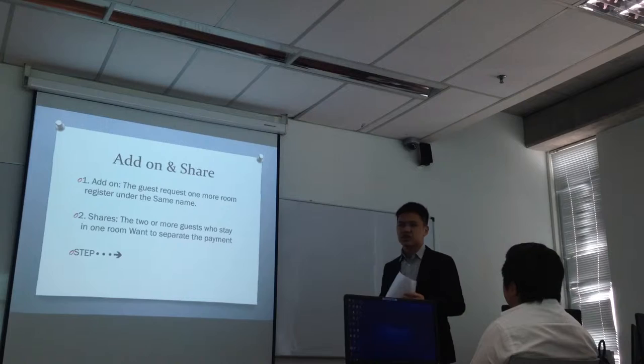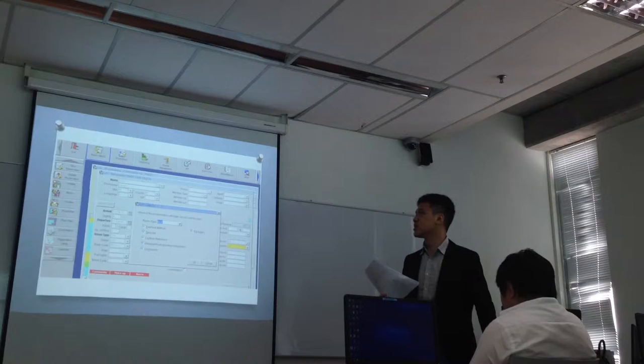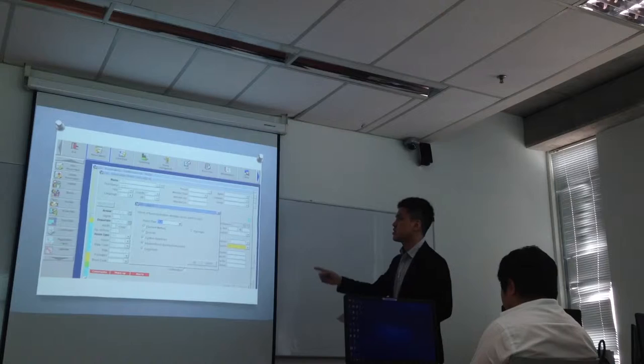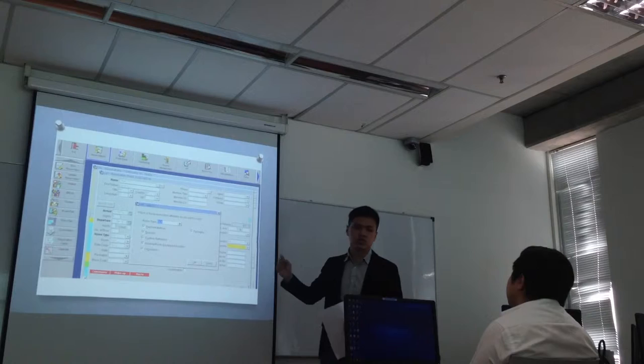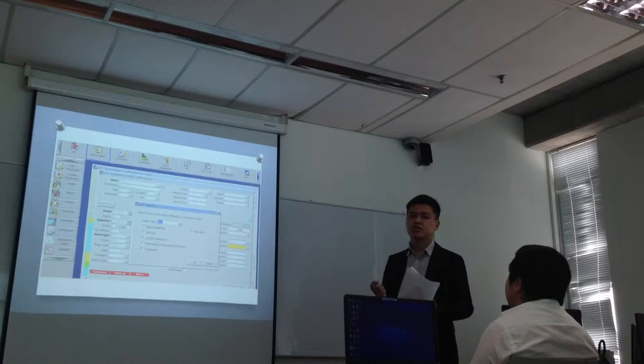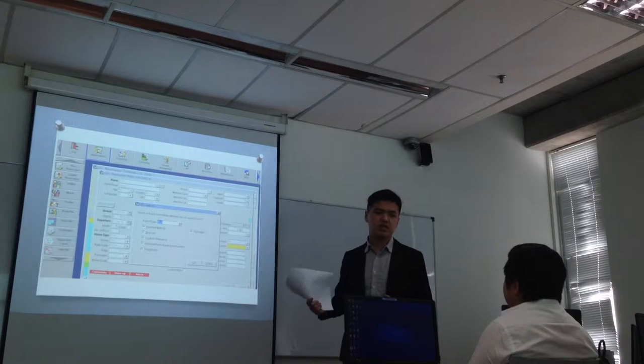So for the steps, also quite easy. For add-on, just click option add-on, then we'll have this screen. Then according to the guest request, just choose the room type, deluxe king or deluxe queen or square king, something like that. Then just click OK. Then a new room will be created, but under the same name.